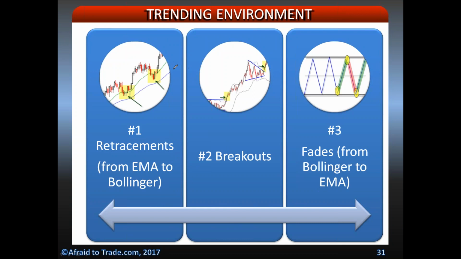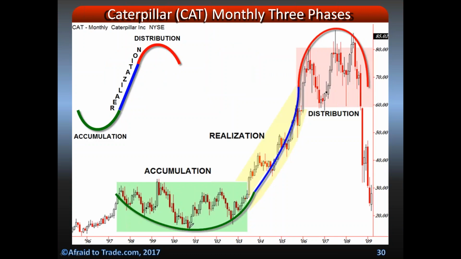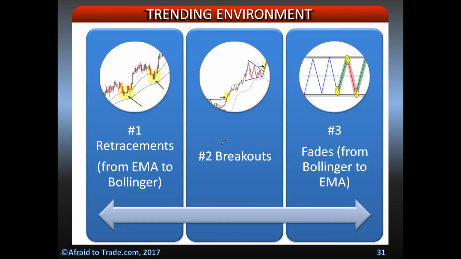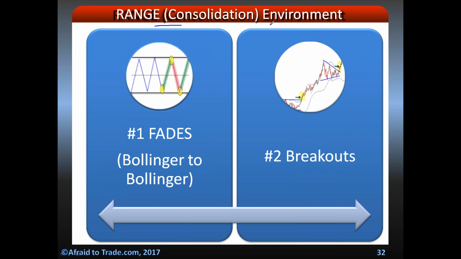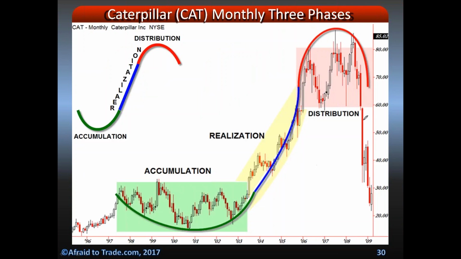So a range environment is going to play little fades. Up to down to up to down to up. And that's not really quite a range up here, but if it were, down to up to down. Anyway, a range consolidation environment needs to have those fades or get ready for the breakouts, which is right there and right there.